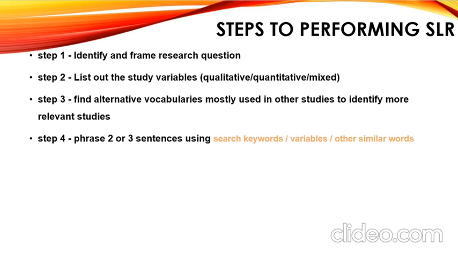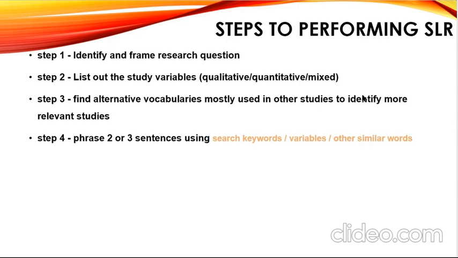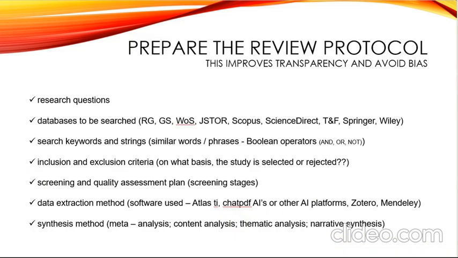The fourth stage is to phrase two or three sentences using your variables or similar words. You should phrase them as a research question. What are all the problems of farmers for not adapting best management practices? What are all the constraints of farmers for not applying best management practices? Like that, you should create some phrases to search in databases. Follow these steps at the initial stage and keep this aside. At the next stage, I'm going to tell how to prepare the review protocol.